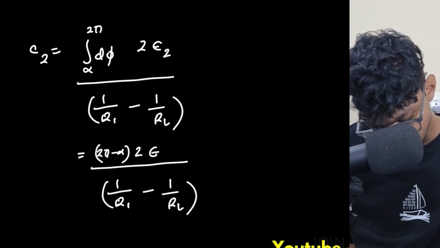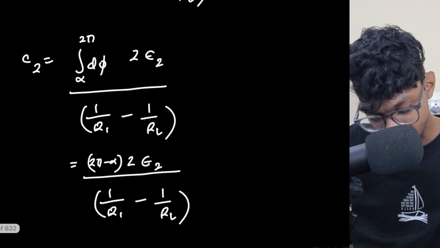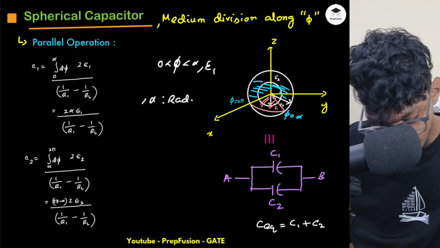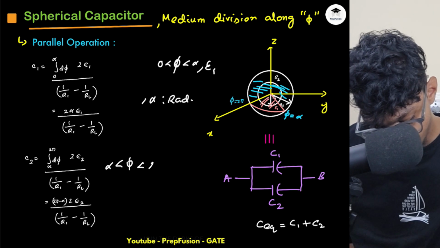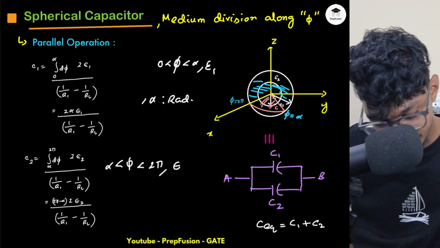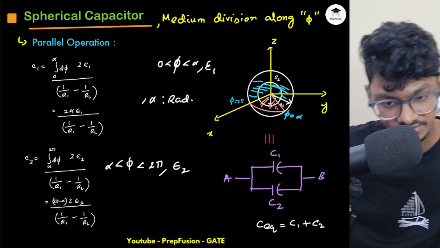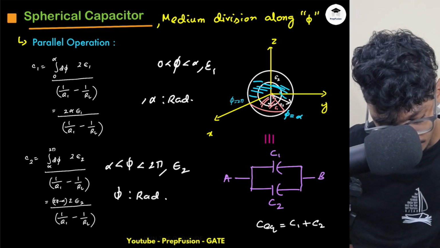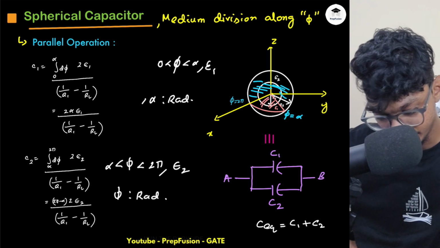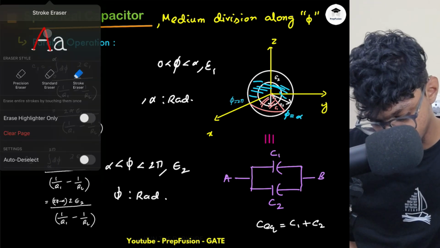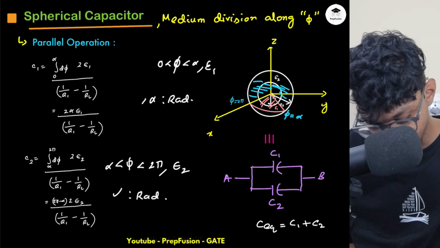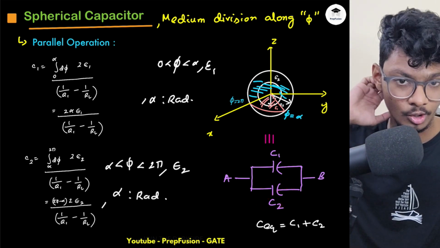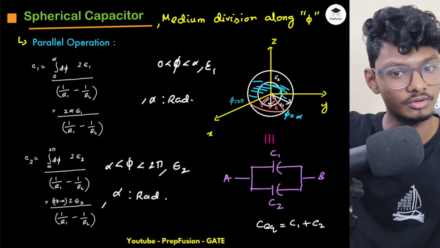Correct. And the bottom is the same. Here one thing you have to keep in mind is that this time my phi is varying from alpha to 2 pi, and between alpha and 2 pi my medium permittivity is epsilon 2. Also keep in mind that phi is in radians. Alpha is in radians, and please do keep this in mind. Again, it is a parallel combination because we are talking about the tangential boundary condition.